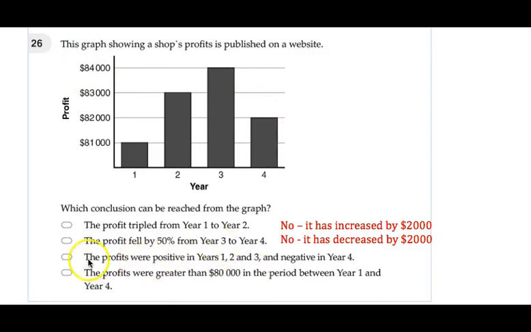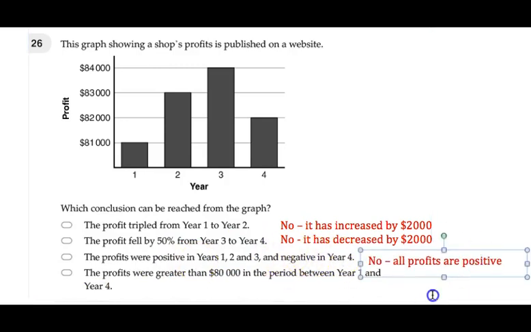Okay, now it says the third one, the profits were positive in years 1, 2, and 3, and negative in year 4. Now, in year 1, we made a profit of 81,000. In year 2, 83,000. In year 3, a profit of 84,000. In year 4, we've made a profit of 82,000. So the profits were all positive, so there were no negative profits, so that is incorrect. The third response is incorrect, so let's look at the last response.